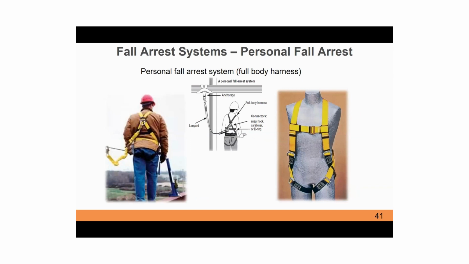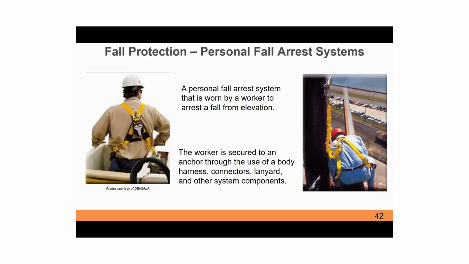And now we're going back into PPE, which is personal fall arrest systems, the full body harness. They typically consist of the anchorage, the lanyard, the connectors, the snap hook, carabiner or D-ring, and the full body harness. So the fall arrest system differs from the fall restraint in that you can still fall with the personal fall arrest system, but the fall will be arrested, preventing the worker from hitting the ground.